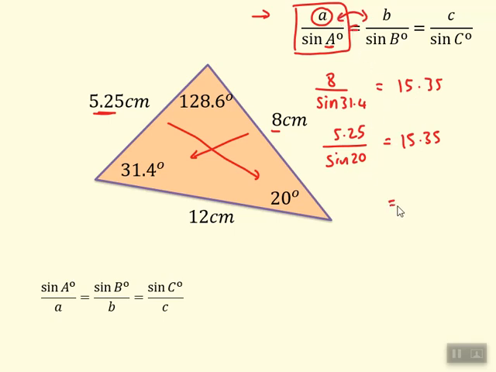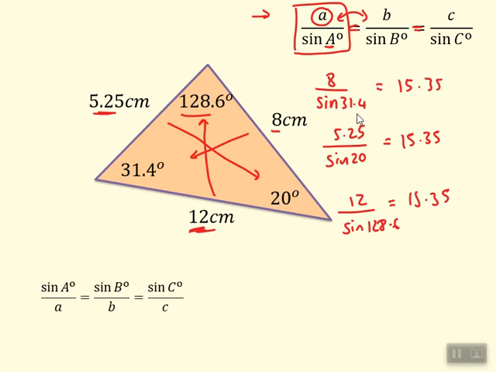Then I'm going to take the last side, which is 12, and divide it by sine of its opposite angle, which is 128.6. So let's do that: 12 divided by sine of 128.6. Remember, it's the side divided by sine of its opposite angle. And then look, it also gives you 15.35. All three calculations give you the same number. That's what the sine rule says, that this will always be true.